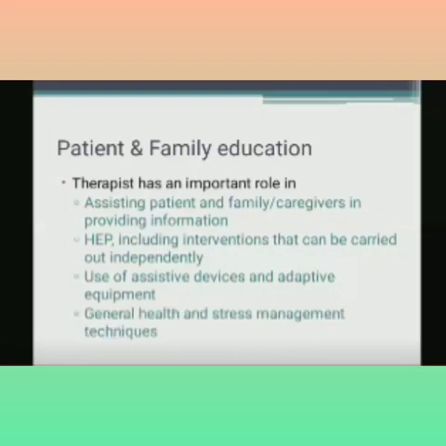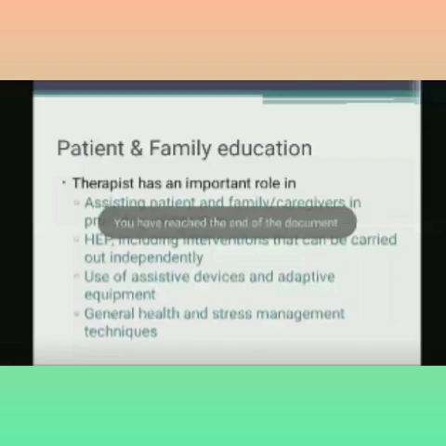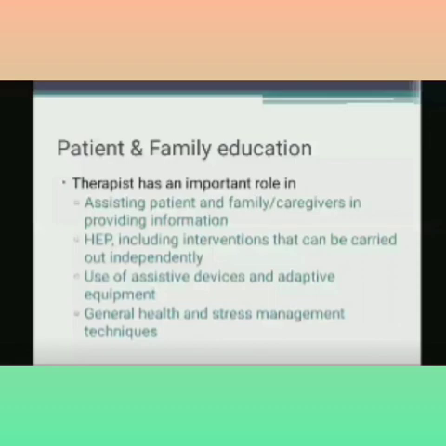Then the patient should have an idea about their general health and how to manage their daily stress due to this disease. So these are the things in physiotherapy management that can be helpful. That completes our management for now.